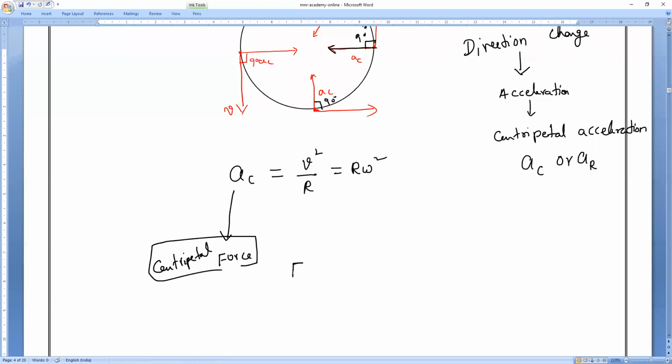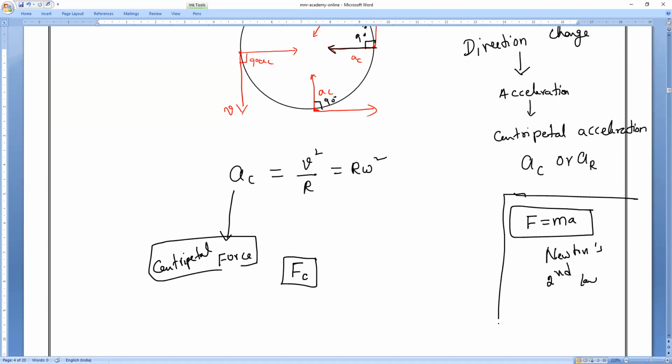Centripetal force exists. That is what we used to say: FC. Now if you notice, from class 9, what is the relationship between force and acceleration, Newton's second law? Can anybody tell me? Force is equal to what? Mass into acceleration.